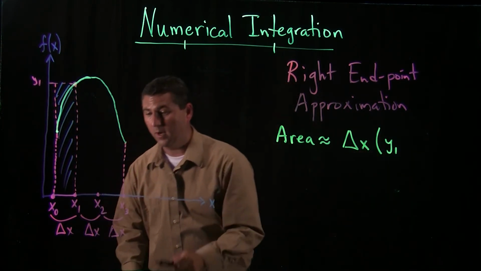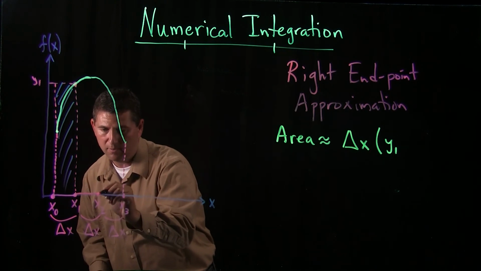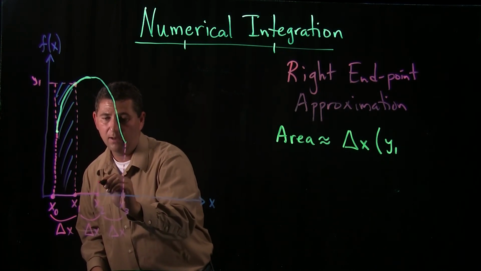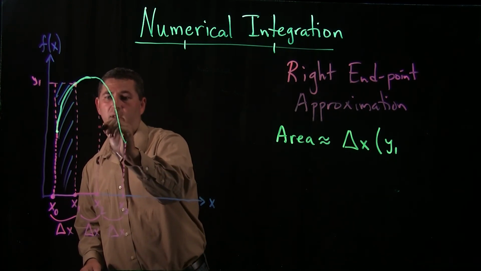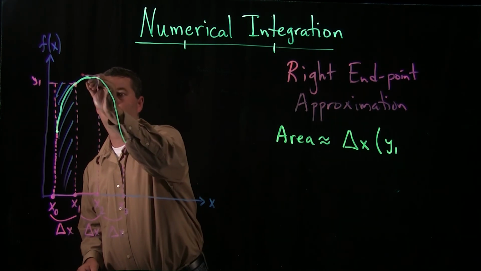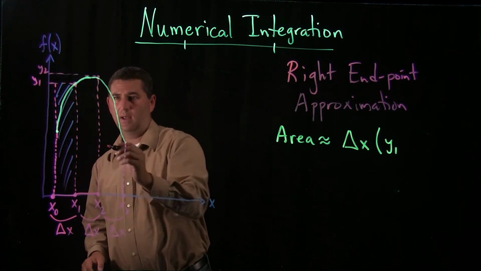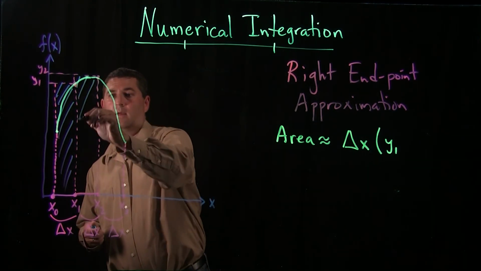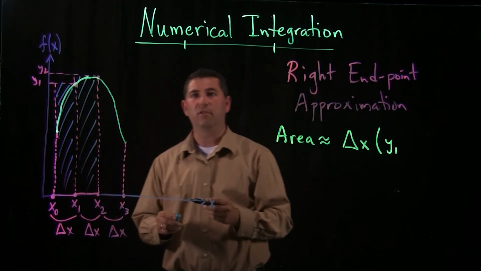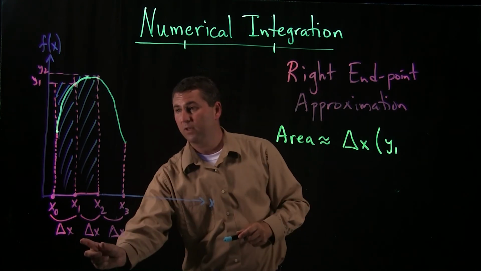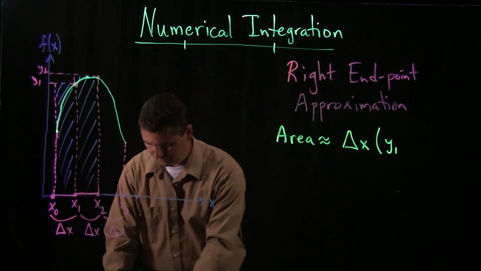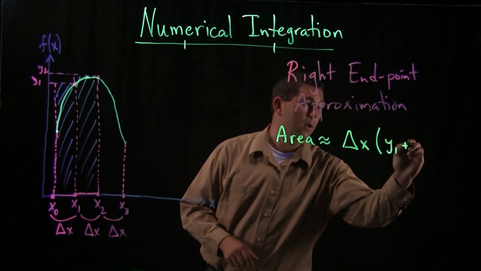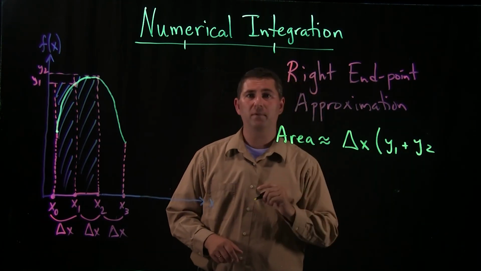Okay, now I move over and I do the second one. There's my base. I look at f at x2, so I sample it at x2. Okay, there's my y2. I build a rectangle with that appropriate height. Okay, so there's my next area. The base, still delta x, the height, y2. So I just add a delta x times y2.